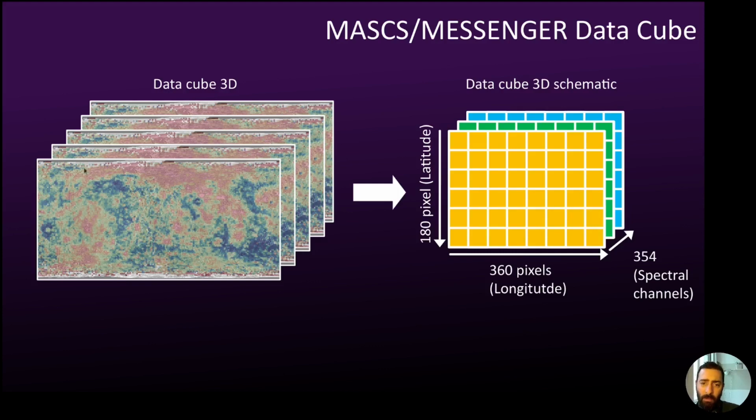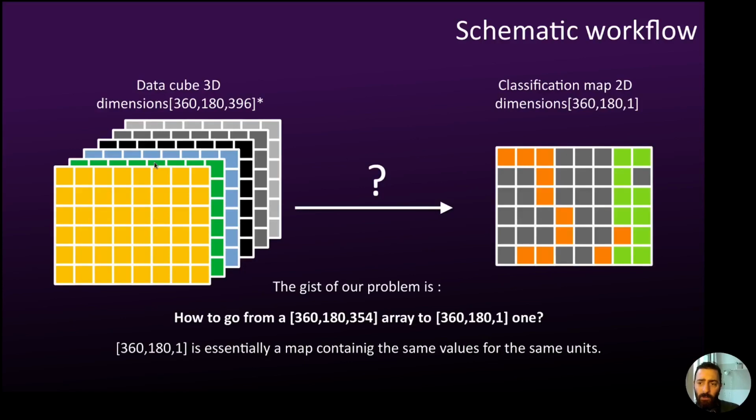Obviously, you see some parts here on those calculated images that are transparent, because there are points on the surface where we don't have any observation. So this schematic is useful for us to illustrate our goal. We have this huge data cube, 360 by 180 by 354. And we want to compress all this information and extract areas with similar characteristics.